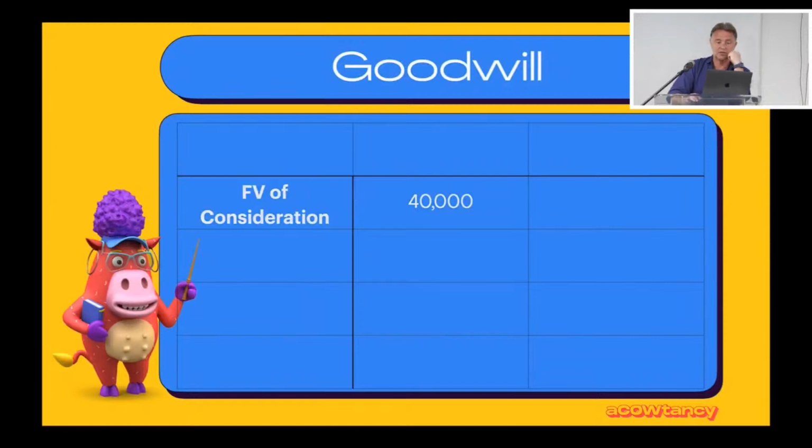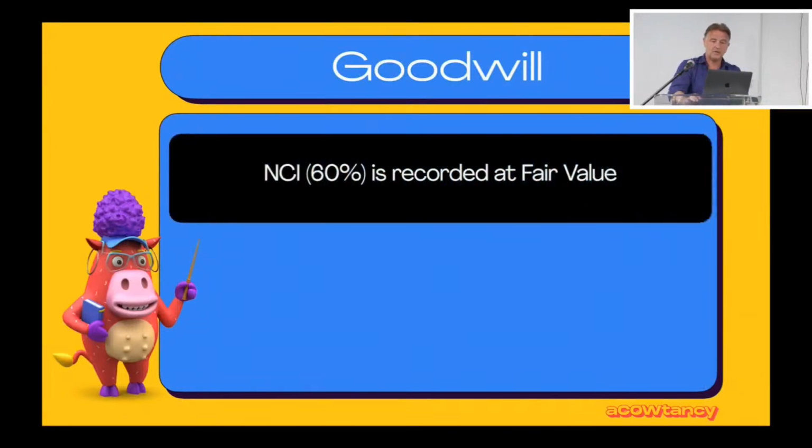NCI, non-controlling interest, comes next. NCI would be 60%, the other 60%, and it's recorded at fair value. Anybody know how you value NCI at fair value?